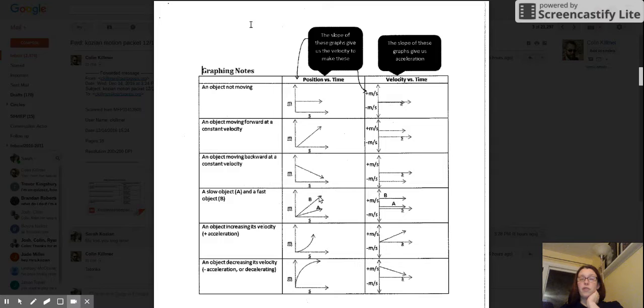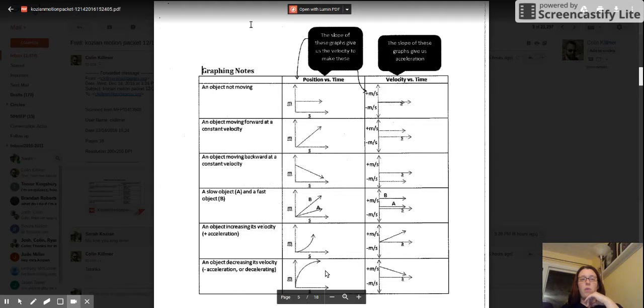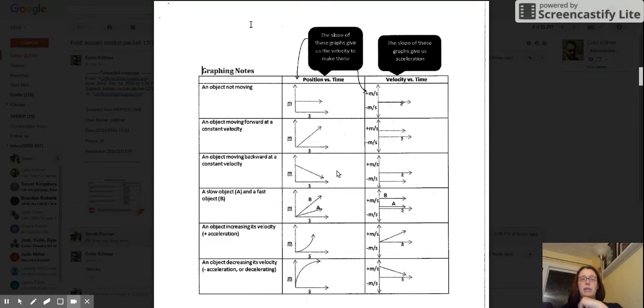But B is way farther ahead because B is moving faster. Okay. And then changes in velocity are shown with curves. We won't get to that till we do acceleration, which will be later in the day, Monday or Tuesday. So this is really what I want you guys to focus on today. I want you guys to be able to look at a graph and tell me what's happening.